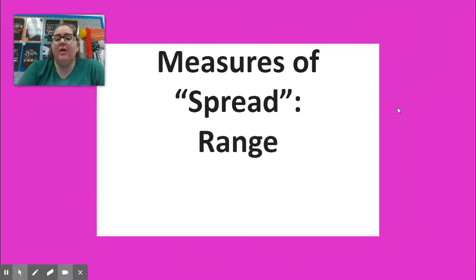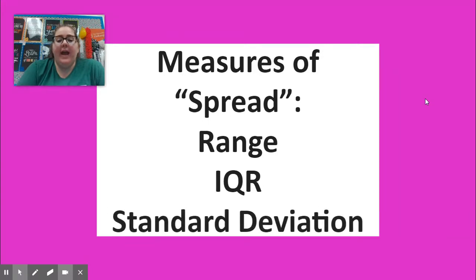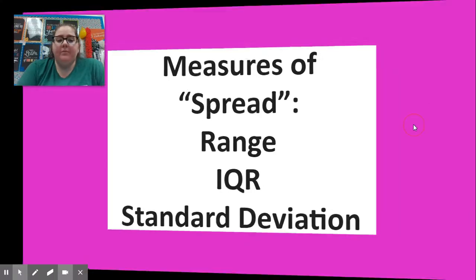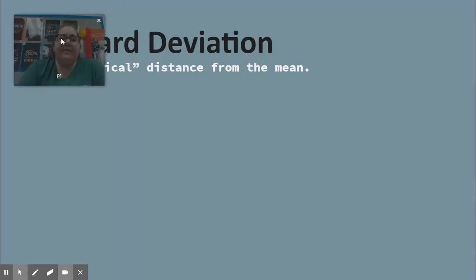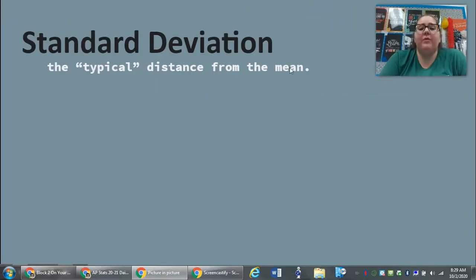So our measures of spread are range, IQR, interquartile range, and standard deviation. Okay, so let's talk a little bit about standard deviation because that is not something that we've dealt with before. You hopefully know what the mean is. The mean of a list of data is to add them all up and divide by however many there are.